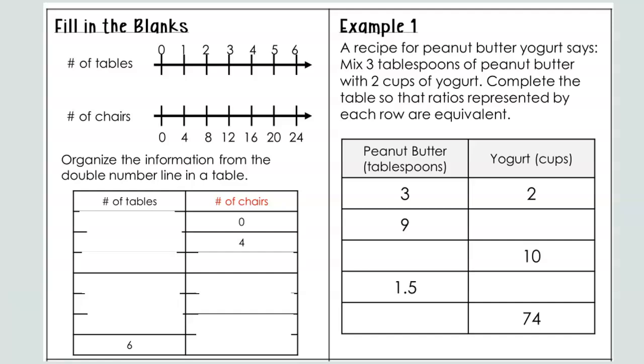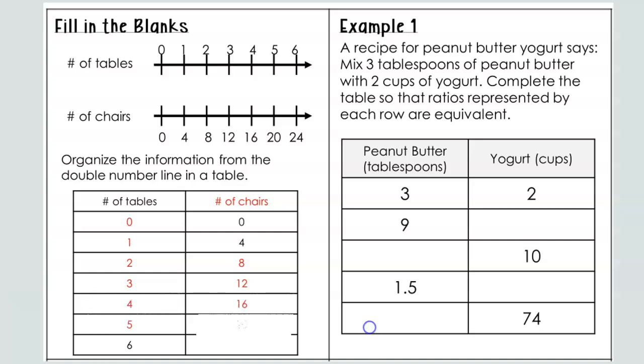So if you have 0 chairs, obviously you have 0 tables. If you have the 4 chairs, that was lined up with 1 table. 2 tables was 8 chairs. 3 tables, 12 chairs. 4 tables, 16 chairs. 5 tables was 20 chairs. And 6 tables shows 24 chairs.